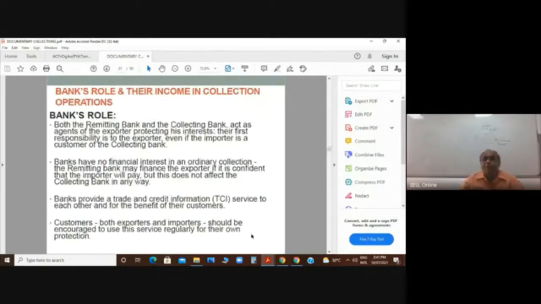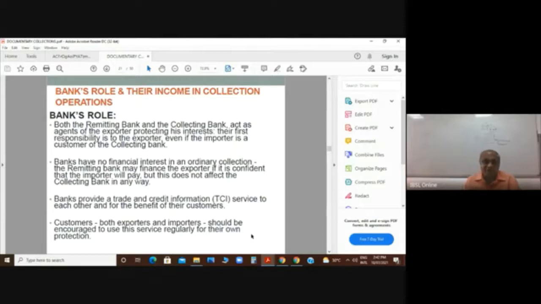The bank's role and their income in collection, in simple, the bank's role is to handle the collection order as per the instructions of the exporter, right? For that, they will get their fees. Normally, 0.25% of the document value. Or some banks, they take a fixed charge, right? So anyway, it's a very good thing.